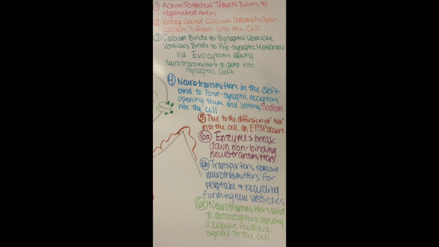Number 4. Transmitters in the cleft bind to the postsynaptic receptors, opening them and letting sodium into the cell. Step 5. Due to the diffusion of sodium into the cell, an EPSP occurs. 6a. Enzymes break down non-binding neurotransmitters. 6b. Transporters remove neurotransmitters for reuptake and recycling, forming new vesicles. 6c. Neurotransmitters bind to autoreceptors, sending a negative feedback signal to the cell.